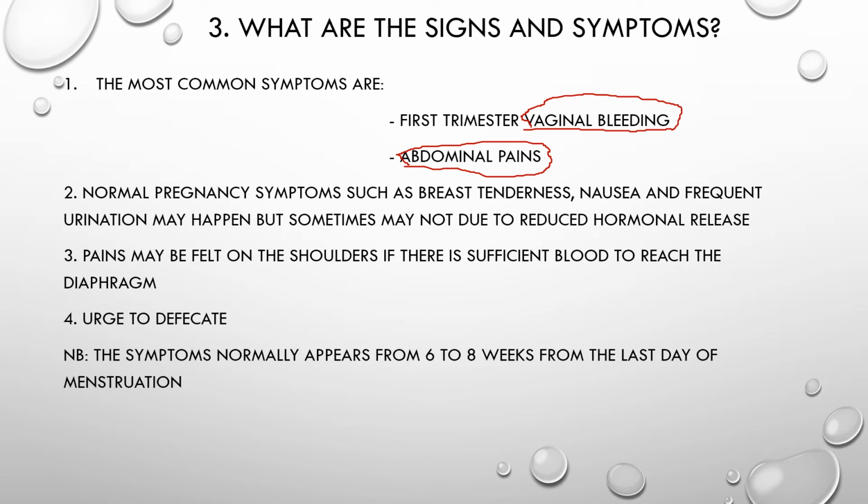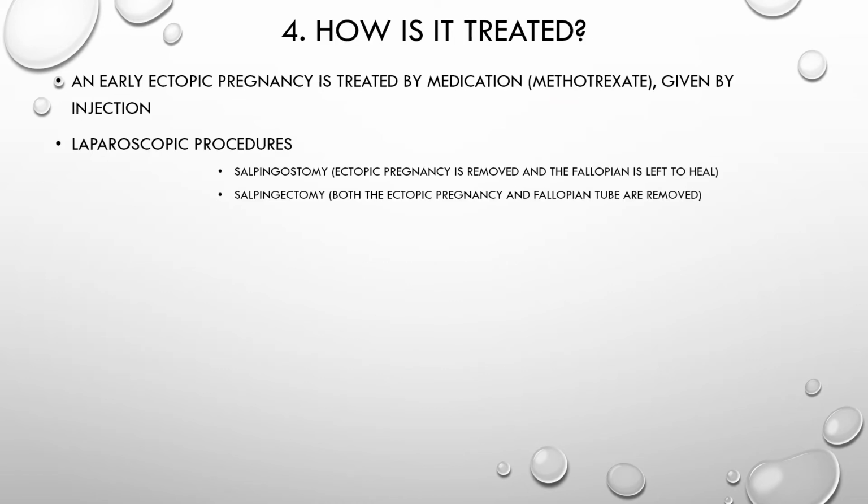The symptoms normally appear from 6 to 8 weeks from the last day of your menstruation. So if you're counting from the day you last had your menses, you'll count 6 to 8 weeks, and that is when you start to be aware that you might be having this ectopic pregnancy.